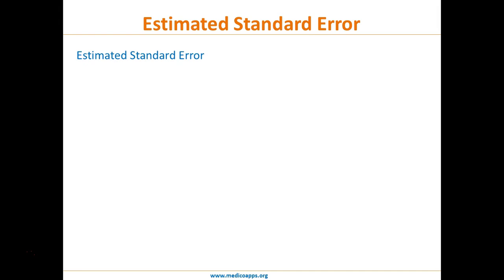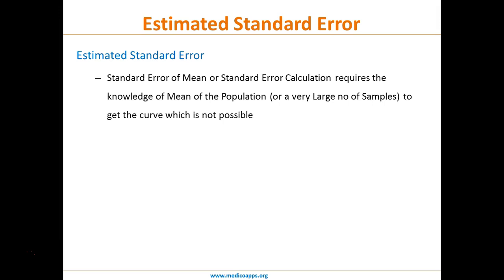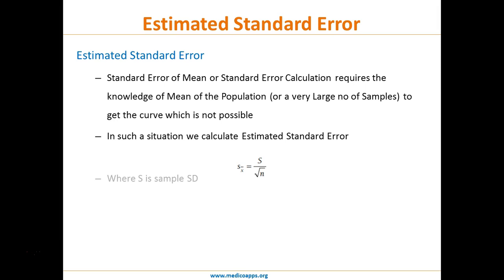Now, let's look again at estimated standard error. As I've already explained, a standard error of mean calculation requires knowledge of the mean of the population, which requires a large number of samples to get the curve, which is not clinically possible when you are doing a test of a drug. You cannot have a very large number of samples being drawn. So in such a situation, what we have is called estimated standard error, which is standard deviation divided by the square root of the sample size.